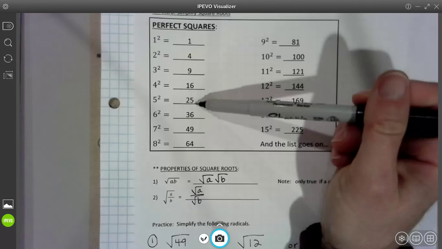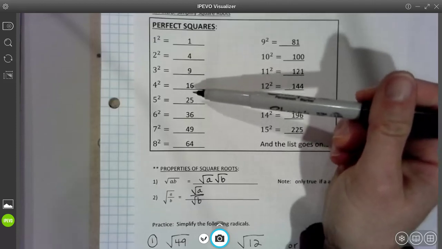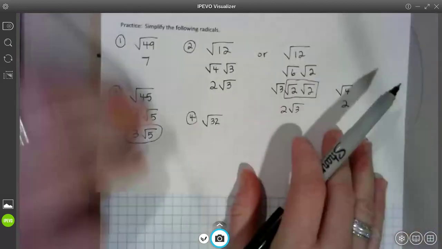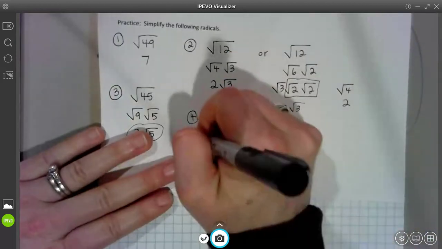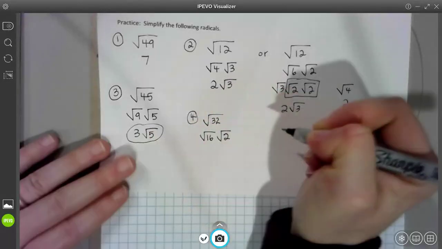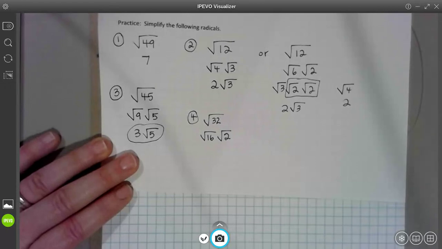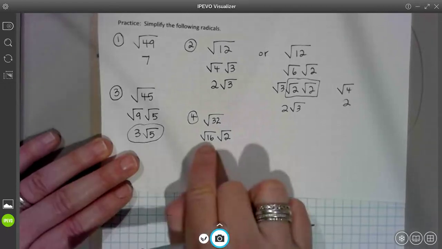32 doesn't divide by 25. Does 32 divide by 16? Yeah, it does. 16 is our perfect square. So we're going to break this up into the square root of 16 times the square root of, well, 16 times 2 gets me 32. Now, take away the square root that you can. What is the square root of 16?